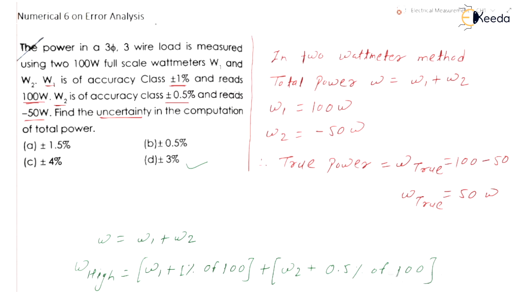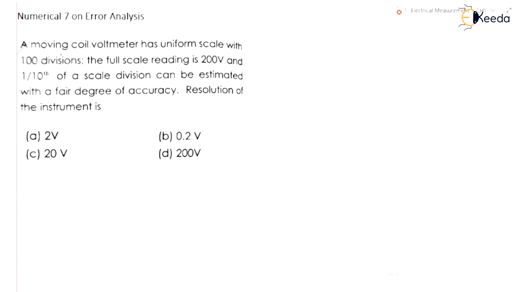In the next video we are going to discuss numerical number 7. Let us read the numerical. A moving coil voltmeter has a uniform scale with 100 divisions.